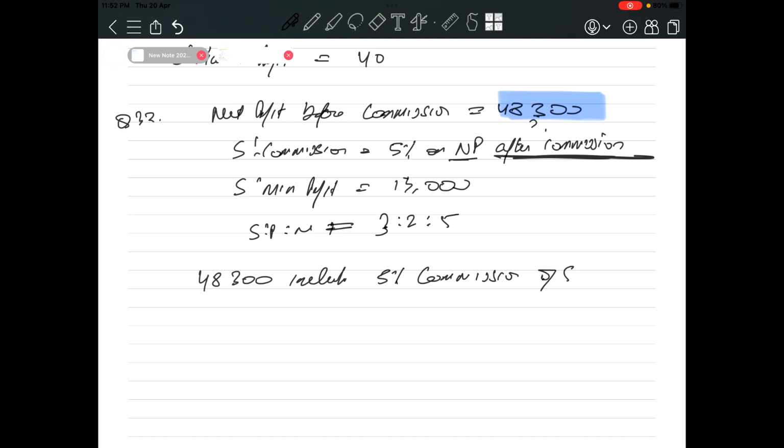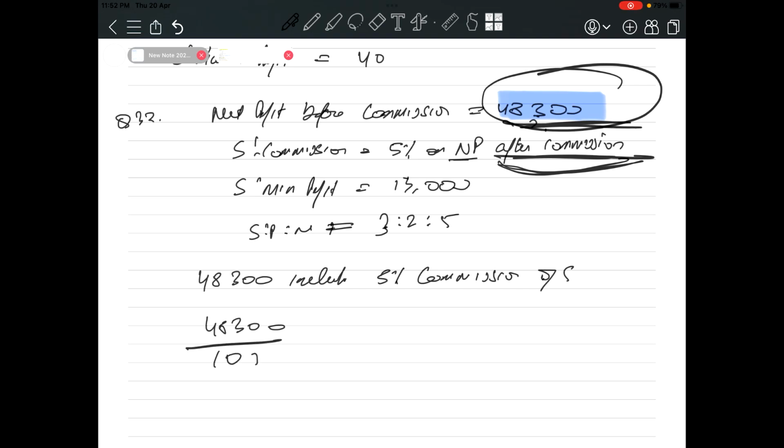Okay, now can I say this figure of 48,300 includes the commission of S at 5%? I can say that, right? Because I have to calculate S's commission on the figure after charging the commission. So this is profit before charging the commission. Can I say this 48,300 is 105%? Because this 48,300 includes 5% commission.